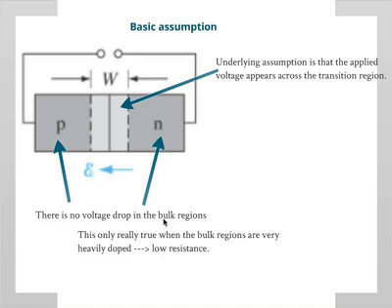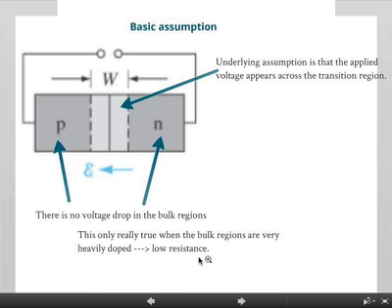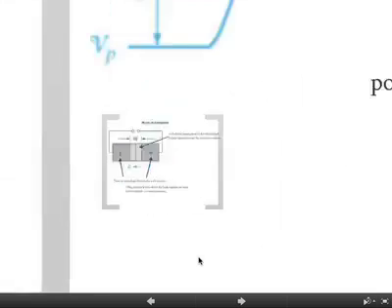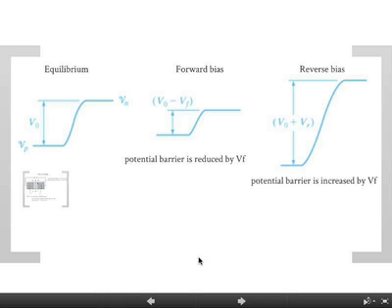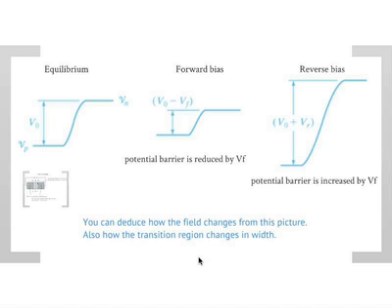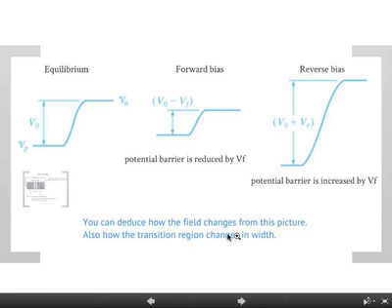Okay? There's no voltage drop in the bulk regions. This is only really true when the bulk regions are very heavily doped, low resistance. That's a reasonable thing. We'll come back to that later. Okay, we'll show that that assumption actually cannot be true in principle. Okay, so from here you can deduce, looking at the potential, of course you can deduce the field, how the field changes and how the transition region changes in width, right? Because if the potential decreases, the field decreases.